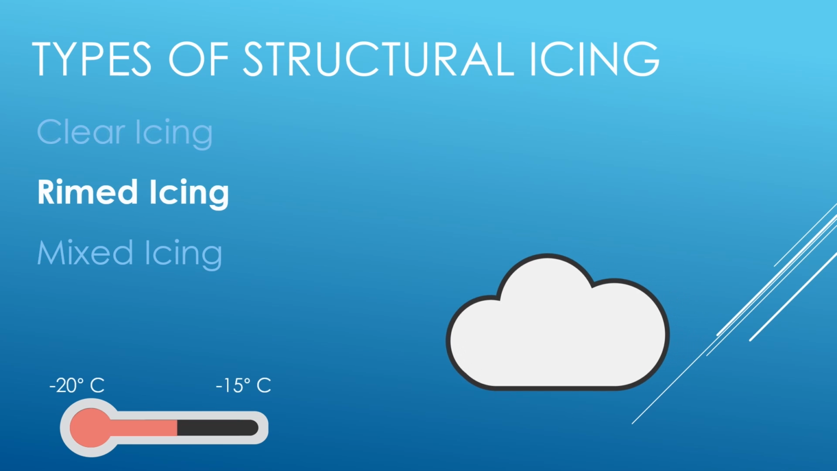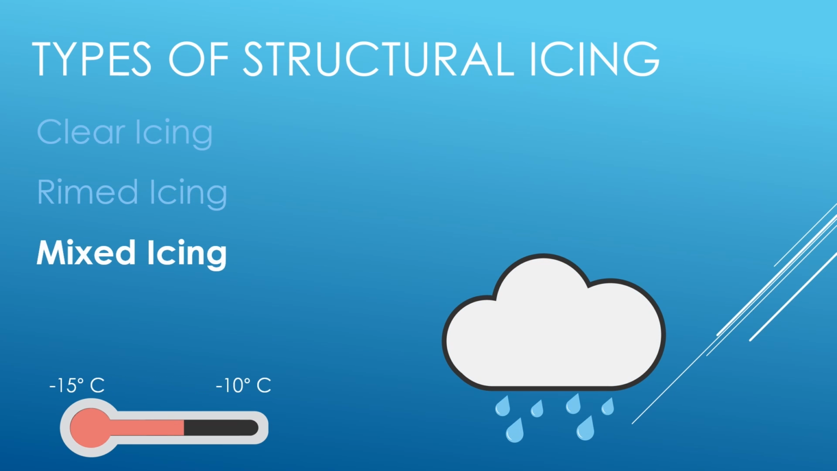Rime icing typically forms in temperatures between -15 degrees Celsius and -20 degrees Celsius. This icing is commonly encountered in clouds and freezes instantly. Rime ice has a milky, opaque appearance resulting from air being trapped when it strikes the leading edge of an airfoil and freezes. Mixed icing is a combination of clear and rime ice that accumulates on the airfoil. It forms in the presence of moisture and temperatures between -10 degrees Celsius and -15 degrees Celsius.